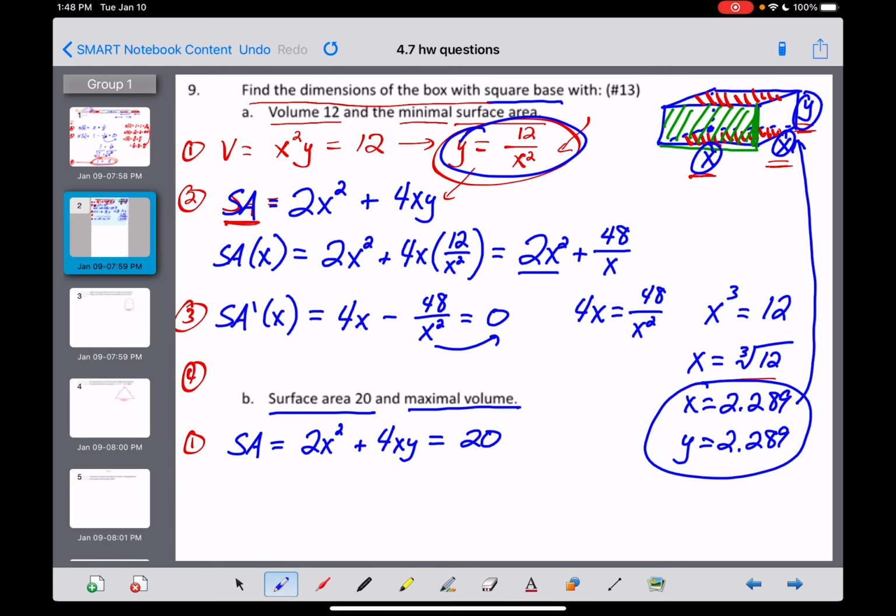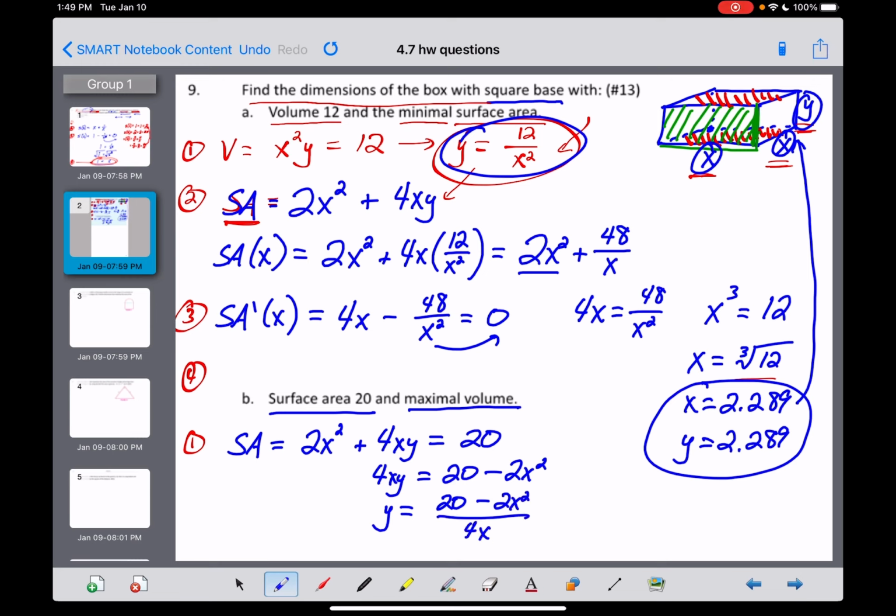So we're going to need to solve that for either x or y, and I can tell you right now, solving that for x would be an absolute nightmare. We're going to be solving that one for y. In fact, let me go ahead and get on that right now. So we're going to get 4xy is going to equal 20 minus that 2x squared, and then we'll divide everything by the 4x here, so y equals 20 minus 2x squared all over 4x.